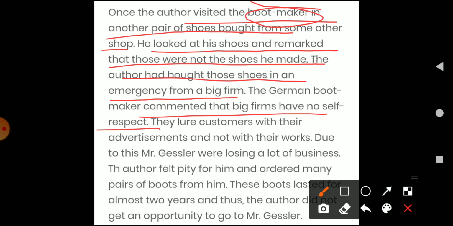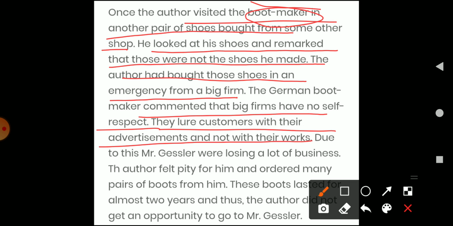After analyzing the boot, seeing the quality of the material and how they had made those boots, Mr. Gessler was quite frustrated, and in that frustration he commented that the big firms, the big places from where you have bought these shoes, don't have any kind of self-respect. They lure their customers with their advertisement, and not with their work. So basically they attract their customers through advertisement, not with their work.